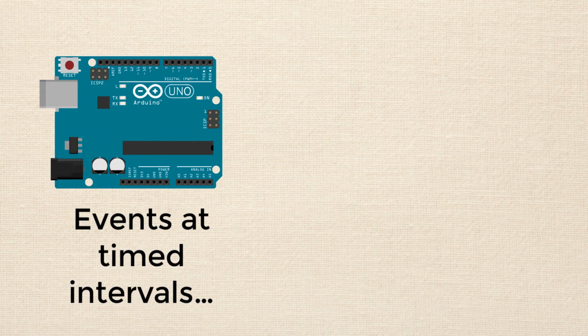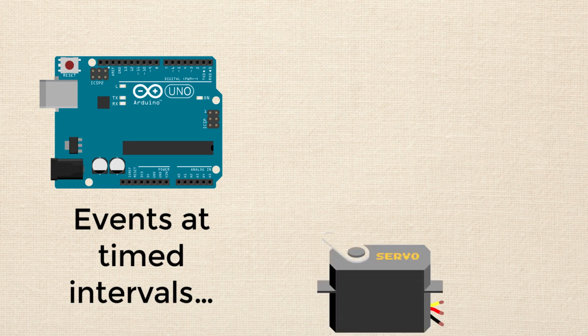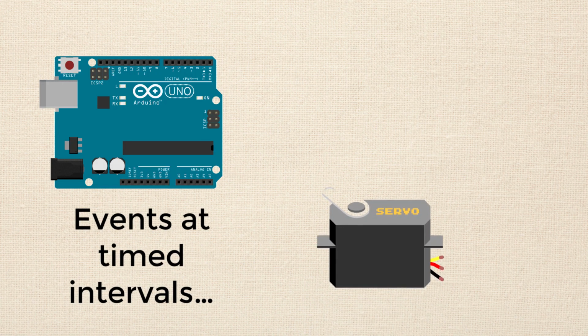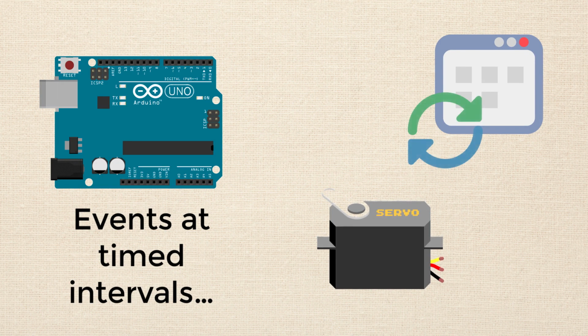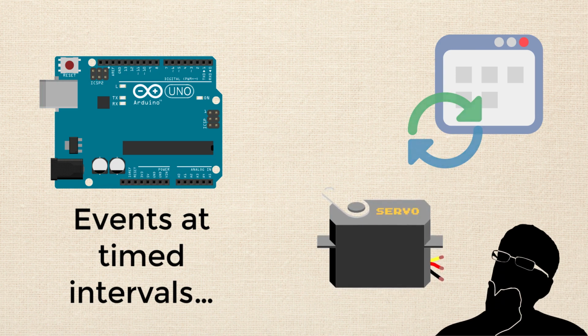Let's say you're making a project with Arduino and you want some event to happen at a timed interval. Maybe every 3 seconds you want a servo to move, or maybe every minute you want to send a status update to a web server. Whatever it may be, you want something to occur at a timed interval. How do you do that?